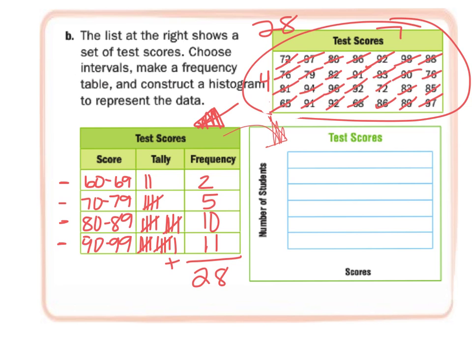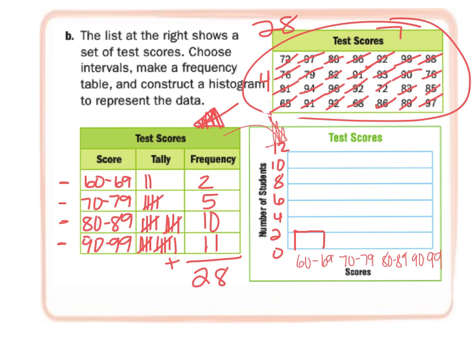So I'm going to put my intervals at the bottom. 60 through 69, 70 through 79, 80 through 89, and then 90 through 99. And then I will draw in the amount for each one. So 60 through 69 goes to 2. So I might put these up by 2s. 2, 4, 6, 8, 10. And this would be 0, and this would be 12. So 60 to 69 was at 2.